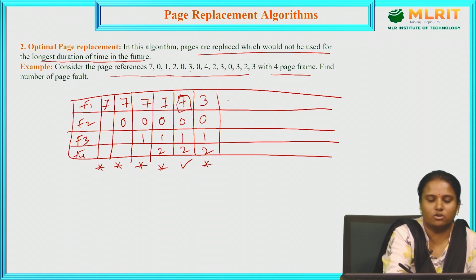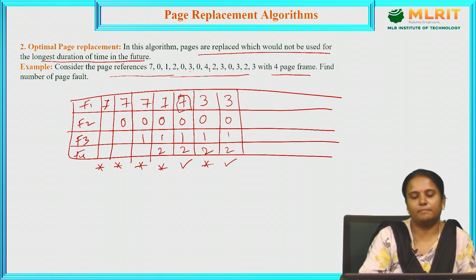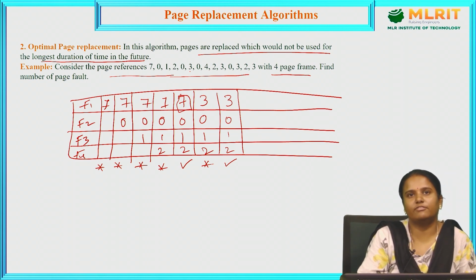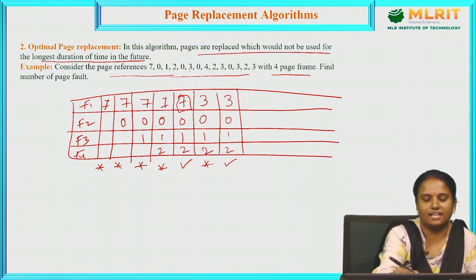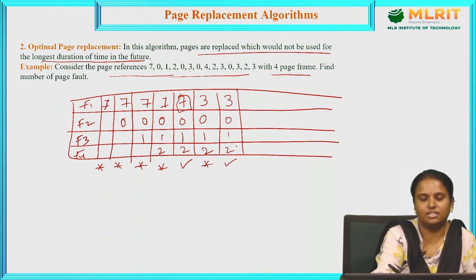Next is 0. So 0 is present. 0: 3, 0, 1, 2. So it is a page hit. Next 4. For adding 4 into the frame, which page do I have to remove? So 3 is arriving next, 0 is arriving next, 2 is arriving next.